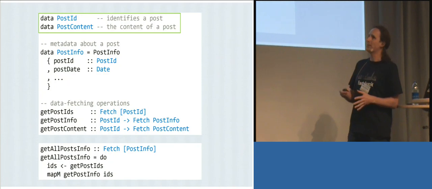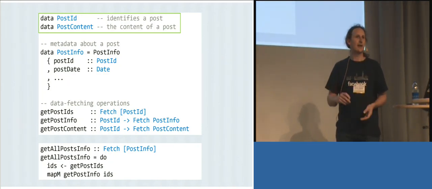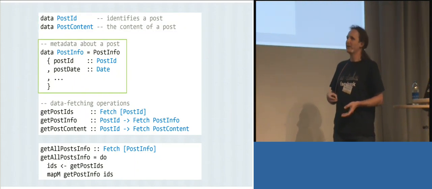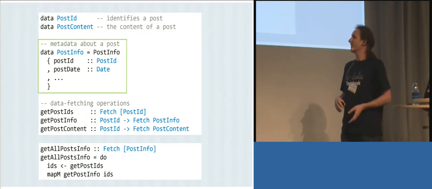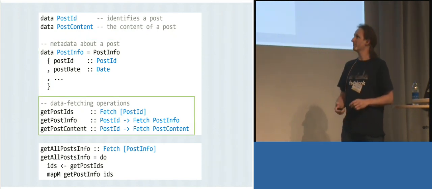So we need a post ID, which identifies a post, and some post content. So for now, these are abstract types. And we need some metadata about the post. So the metadata is the post ID, and it's the date the post was created, and possibly more stuff.